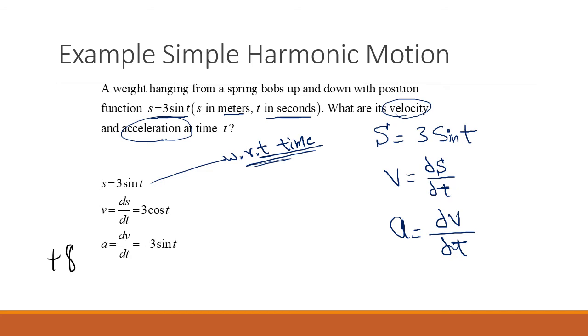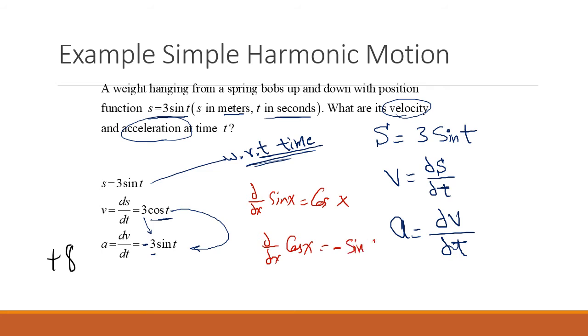And if I wanted to find the acceleration, I'm going to find another derivative for 3 cosine t. The 3 is a constant, so it stays 3, and the derivative of cosine is negative sine. So don't forget that d by dx for sine x is cosine x, and d by dx for cosine x is negative sine x.